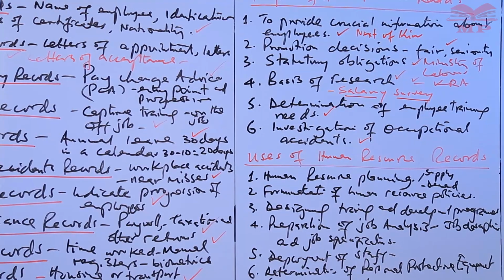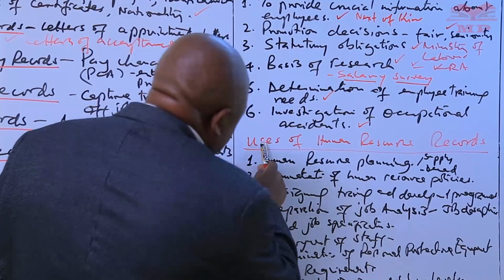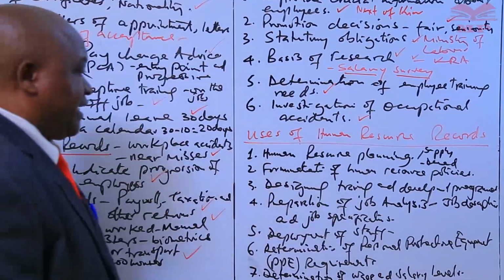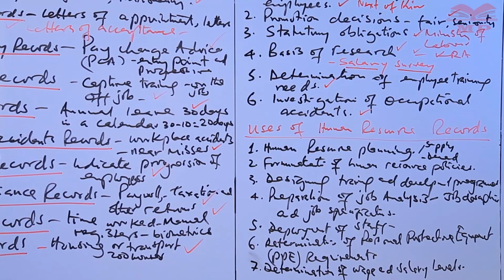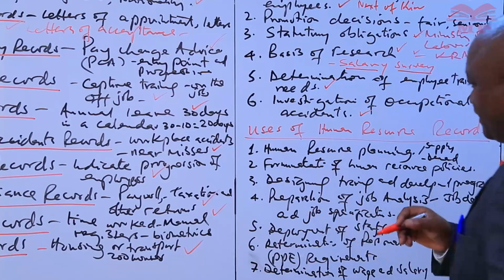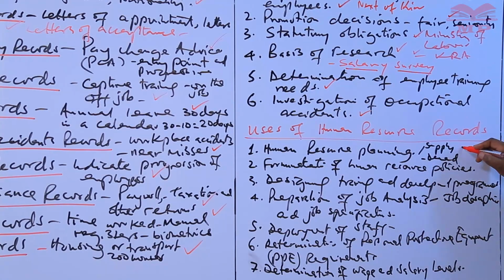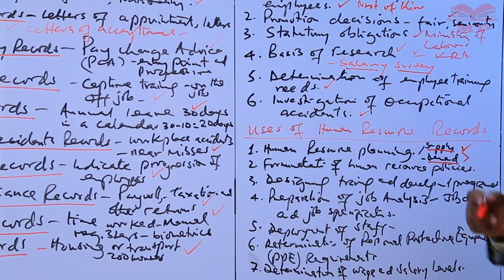And we have moved on again, dear learner, to find out what are some of the specific uses of human resource records. And we have indicated, number 1, that an organization may use human resource records in the area of human resource planning. And how does that take place? An organization may be able to determine the supply of labor, the demand of labor, and then based on the findings, be able to make some decisions.